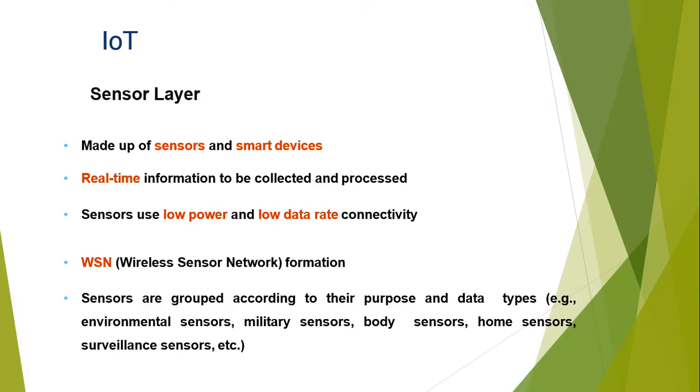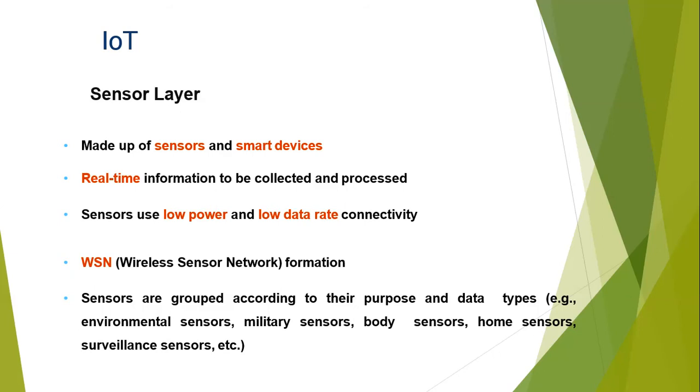Now we'll look at the sensor layer. The sensor layer is made up of sensors and smart devices. Sensors collect physical data available in free space. The real-time information is collected and processed by the microcontroller. Sensors use low power and low data connectivity. This is where we need our wireless network formation to be made such that this sensor information is connected and can be delivered to a target or destination location for further processing.